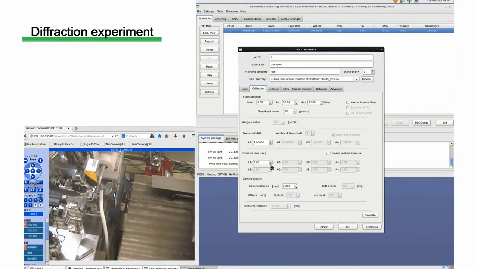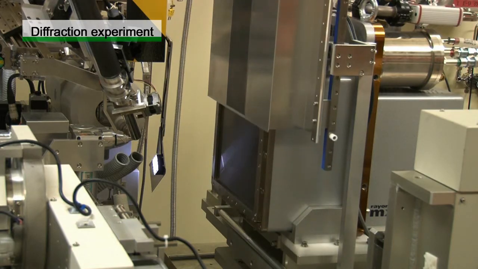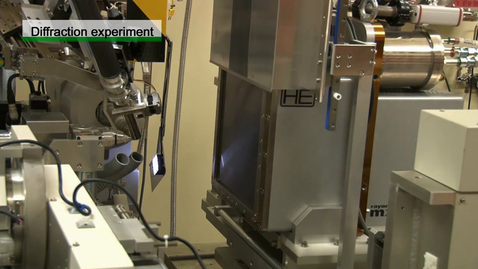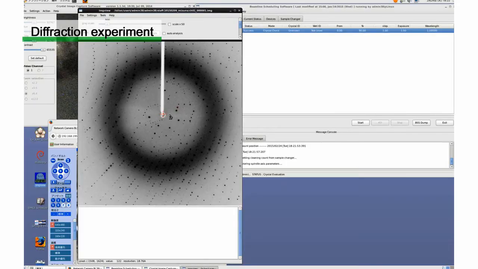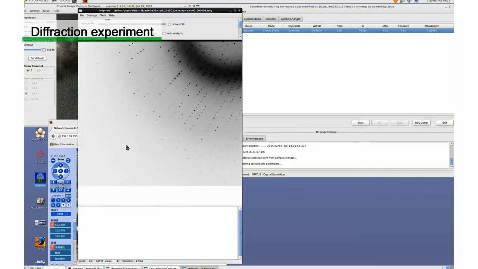After aligning the crystal position, the measurement parameters are input into the control software, and then the measurement can start. Inside the hatch, the crystal is exposed to the X-rays in accordance with the input measurement parameters. After the exposure, diffraction images are obtained.